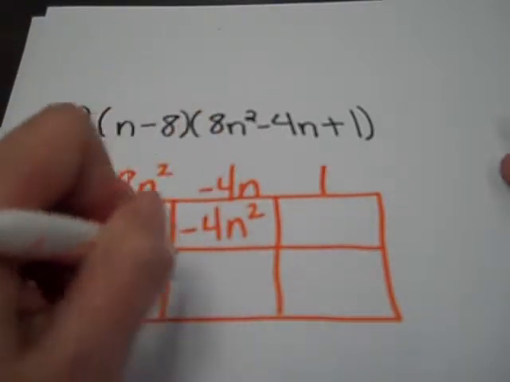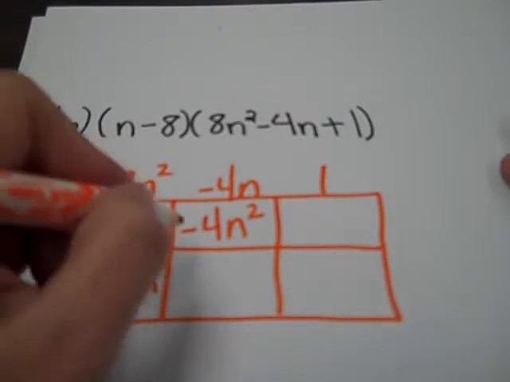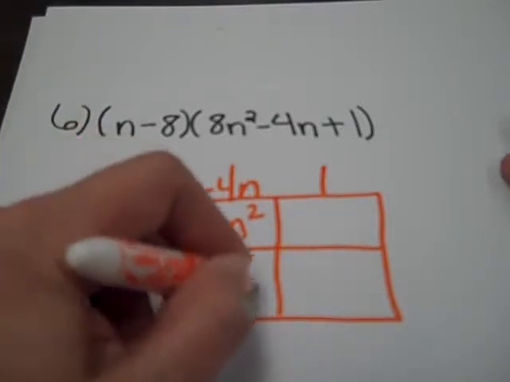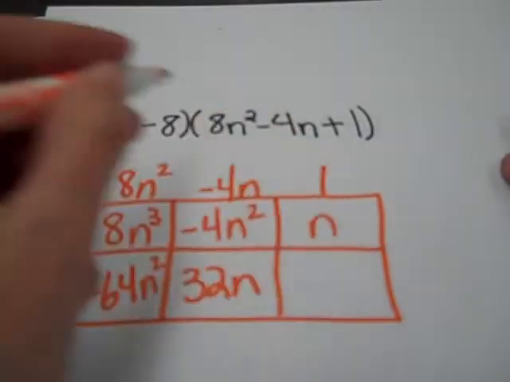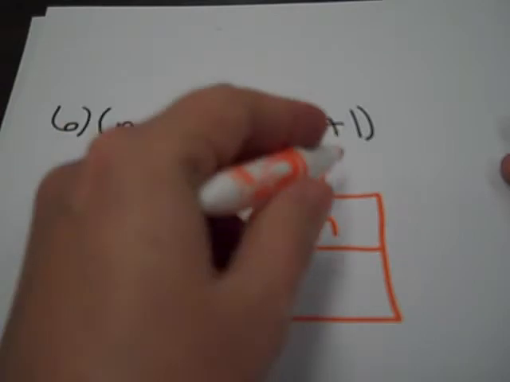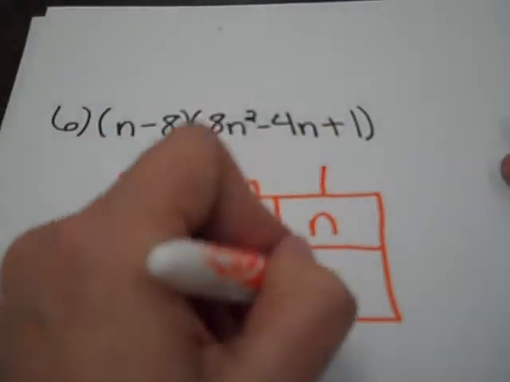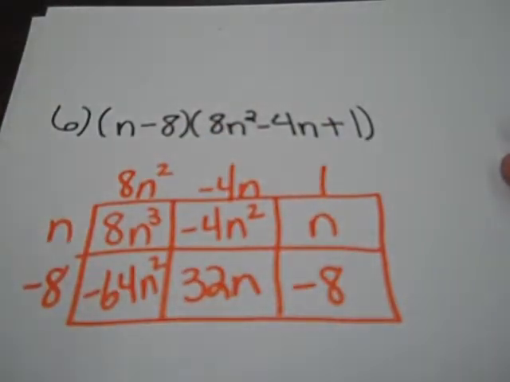8 times negative 4n is 32n. N times 1 is n. And negative 8 times 1 is negative 8.